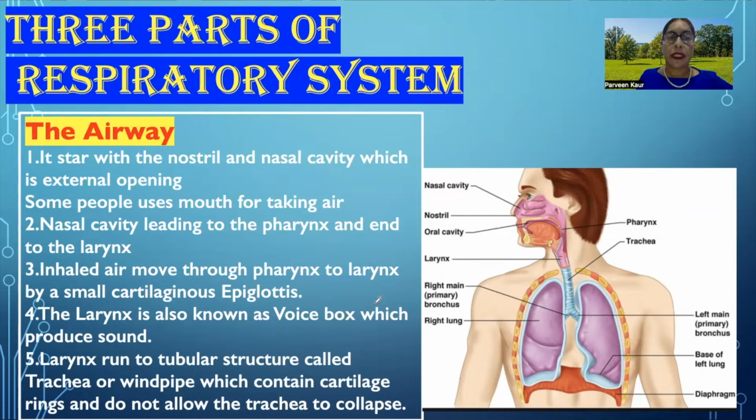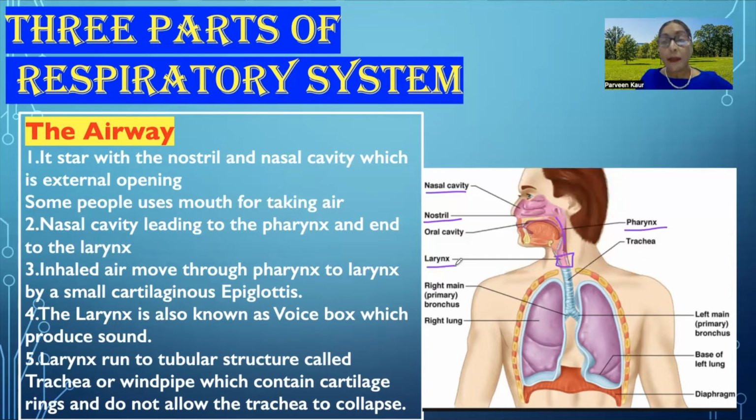Now we are going to study the three parts of the respiratory system. The airway starts from the nostrils. Here you can see the nostrils. We have a nose, and the nose has two openings. These openings are called nostrils. Nostrils lead to the nasal cavity. Then the nasal cavity opens into the pharynx. Pharynx is a common part of the digestive system and respiratory system. Now this pharynx opens into a box-like structure called the larynx. Larynx is also called the voice box.